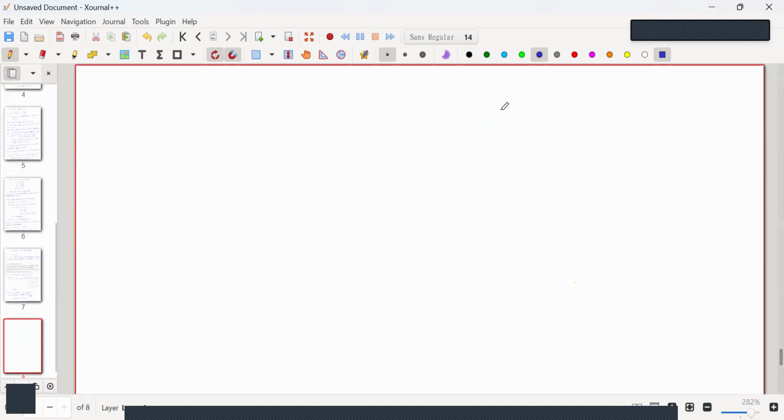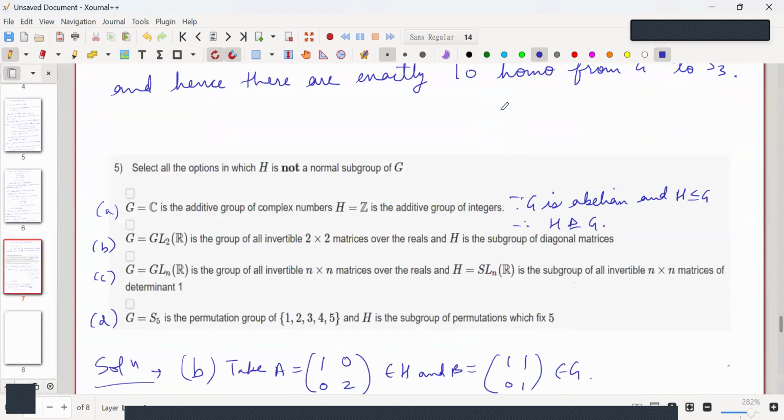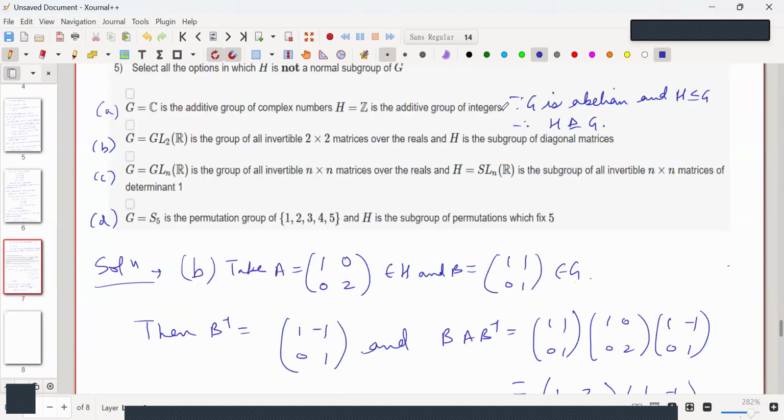So let's move to the last part. G is S5, and H is the subgroup of permutations which fix 5. Is it normal? Not normal.